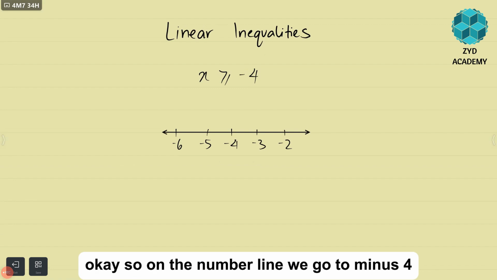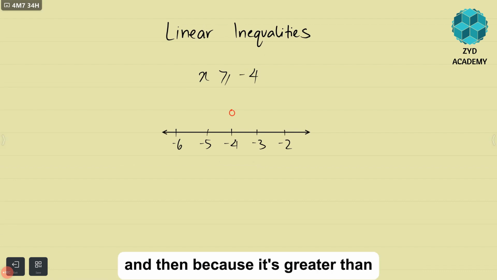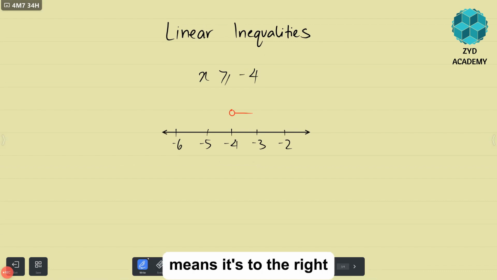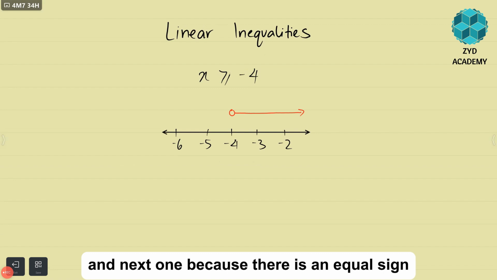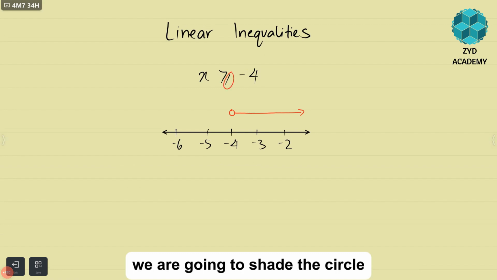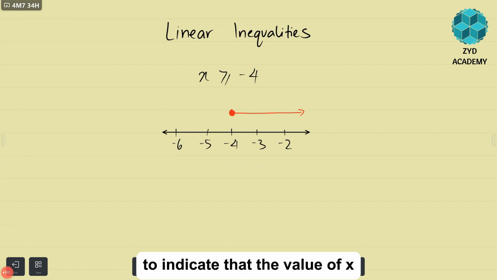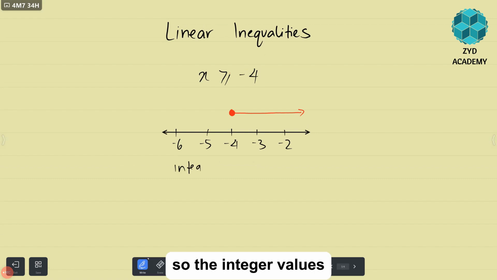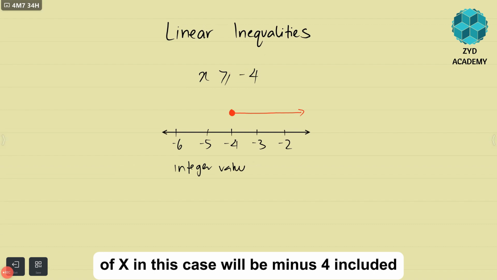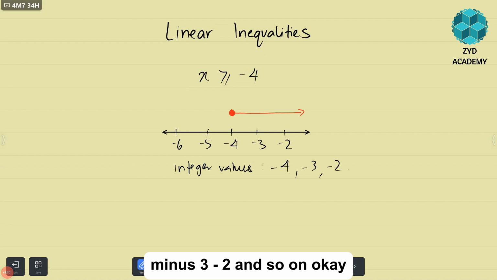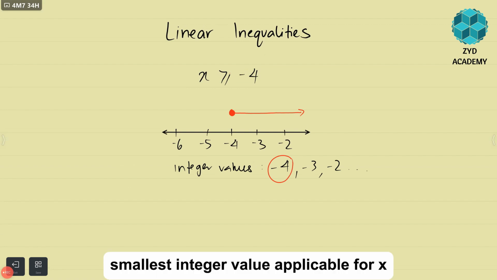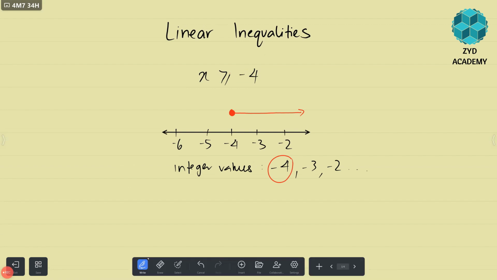On the number line, we go to minus 4, and because it's greater than, it's to the right. And because there is an equal sign, we are going to shade this circle to indicate that the value of x can take the value of minus 4. So the integer values of x in this case will be minus 4 included, minus 3, minus 2, and so on. Minus 4 will be the smallest integer value applicable for x.